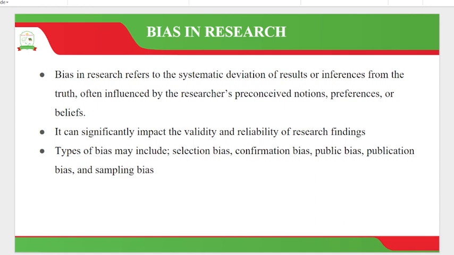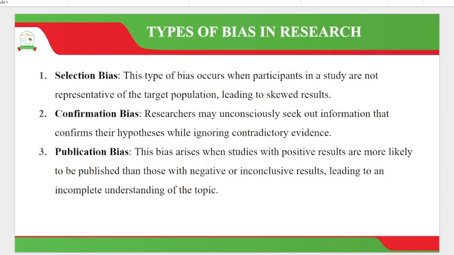That one is not advised, and that is what we call bias. It can significantly impact the validity and reliability of your research findings. Your research findings cease to be valid, and we cannot rely on them as researchers. Types of bias may be selection bias, confirmation bias, publication bias, and others. We're going to see them in the next slide. Let's go to the next slide, and then we get the types, and then we have this session closed.